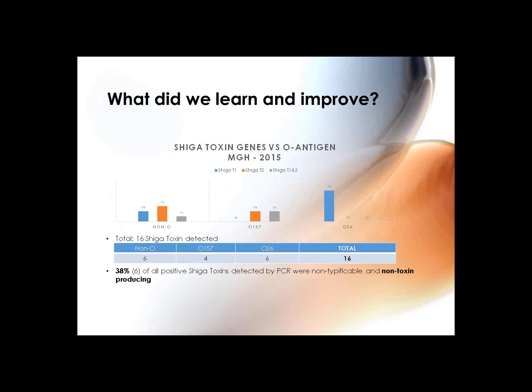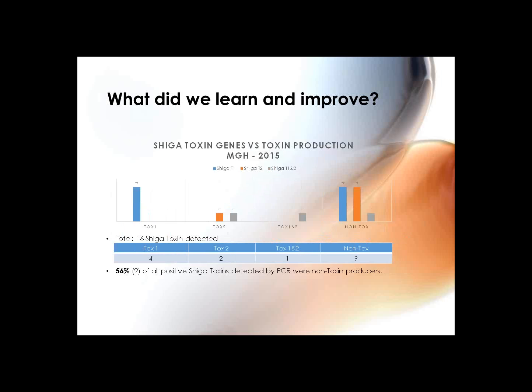In this case, 38% of all the Shiga toxin detected by PCR doesn't have any superficial antigen. But now, on the next slide, we can compare the same result from the very gene, the detection of the gene, with the production of the toxin. And this is also interesting too. 9 of those 16 Shiga toxin that we detect by PCR doesn't produce any toxin. The Public Health Department was unable to detect any toxin using the EIA method.